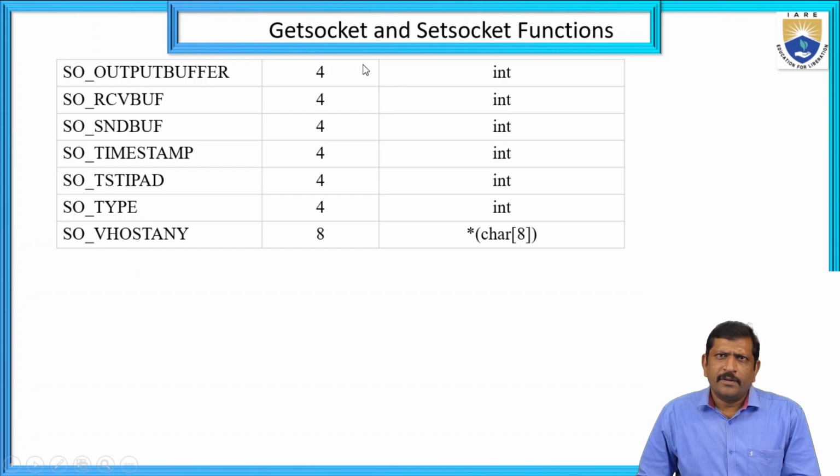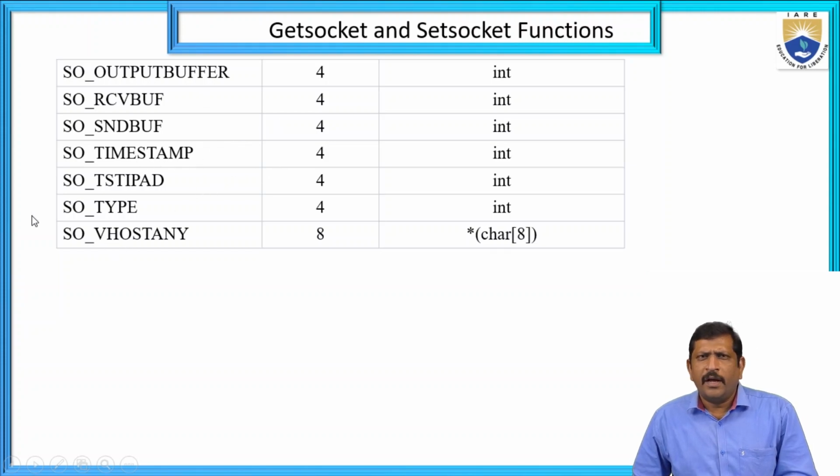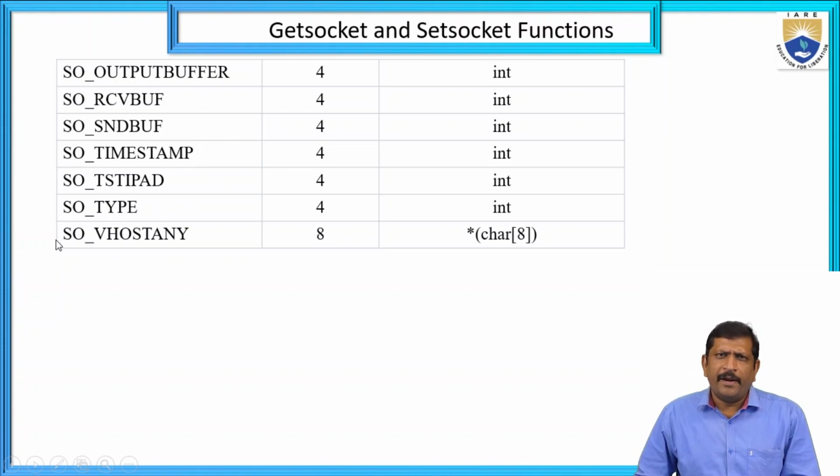Here if you see the output buffer, the length value is 4. All the length values: SO_RCVBUF, that means receiving buffer, sending buffer, timestamp, and type of the sockets, level of the sockets, whatever type you are using at whatever level. So all the values are 4 except for the socket hostname value.